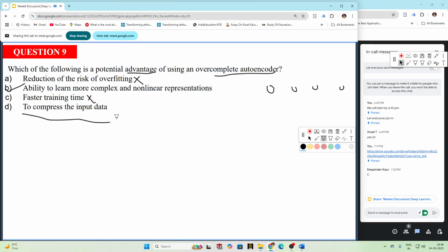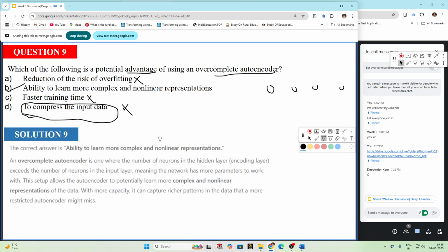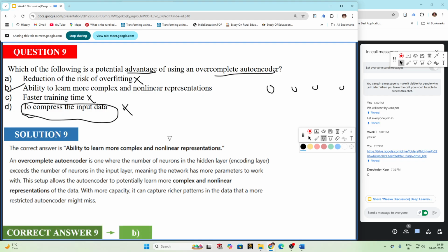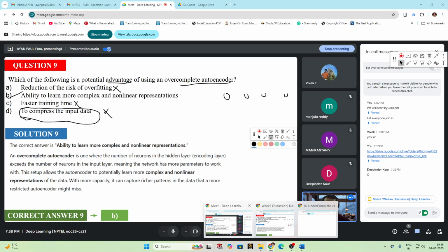To compress the input data, no. This is a characteristic of an undercomplete autoencoder, not an overcomplete autoencoder. So this is also false. So option B is the correct answer. Yeah, option B is the right answer. So is this clear to all of you? Yes, sir.